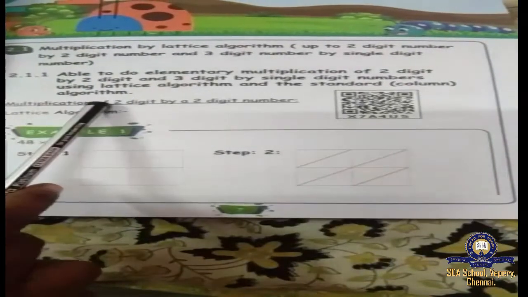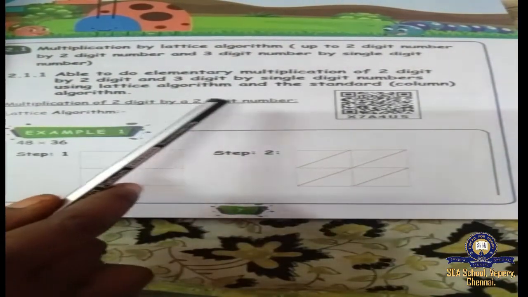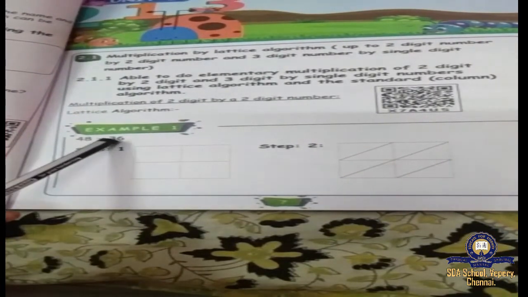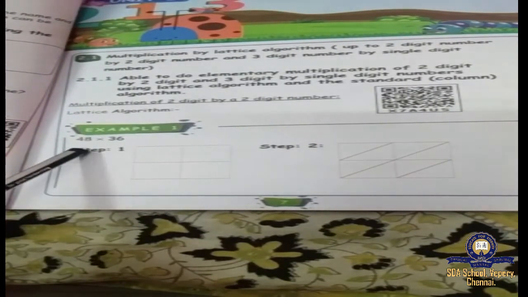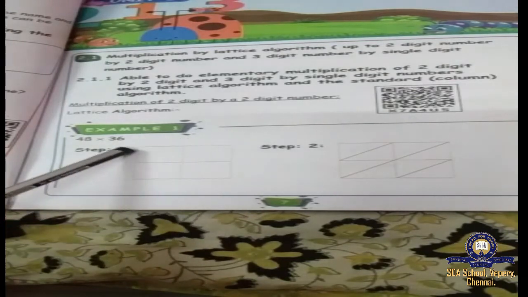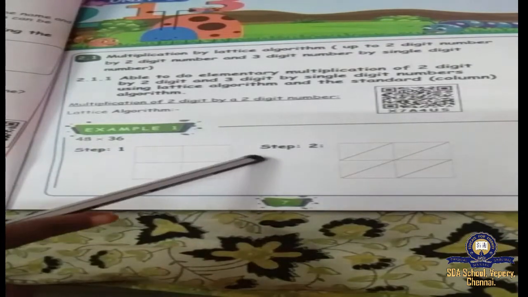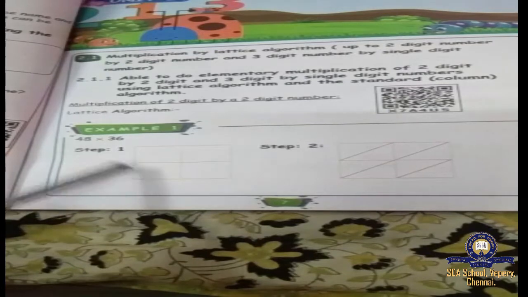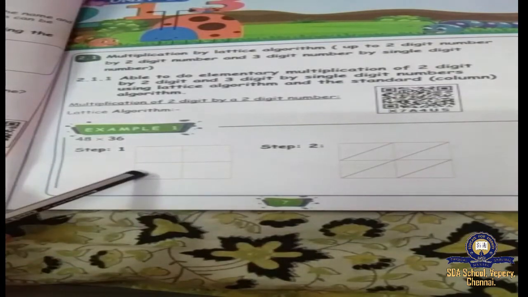So first one, multiplication of a 2-digit by a 2-digit number. So lattice algorithm. One example is given here. I will explain the example first. The number given here is 48 into 36. In step 1 you have to draw a square like this and divide it into 4 parts.